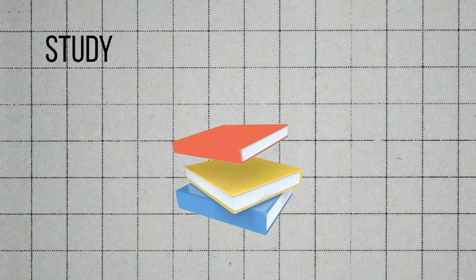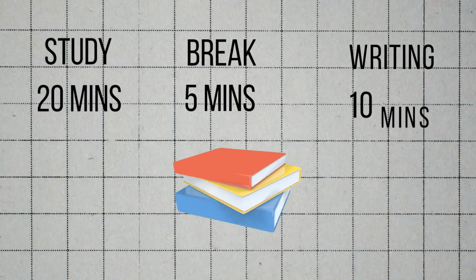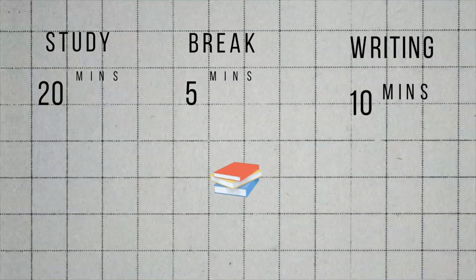What I use for this is the Pomodoro method. I study for 20 minutes, take a 5-minute break, and then take 10 minutes to write down what I've studied in the first 20 minutes, what I remember from it. Now you can do that in these short ways, or you can do it in longer periods of time, which is what I've also done.